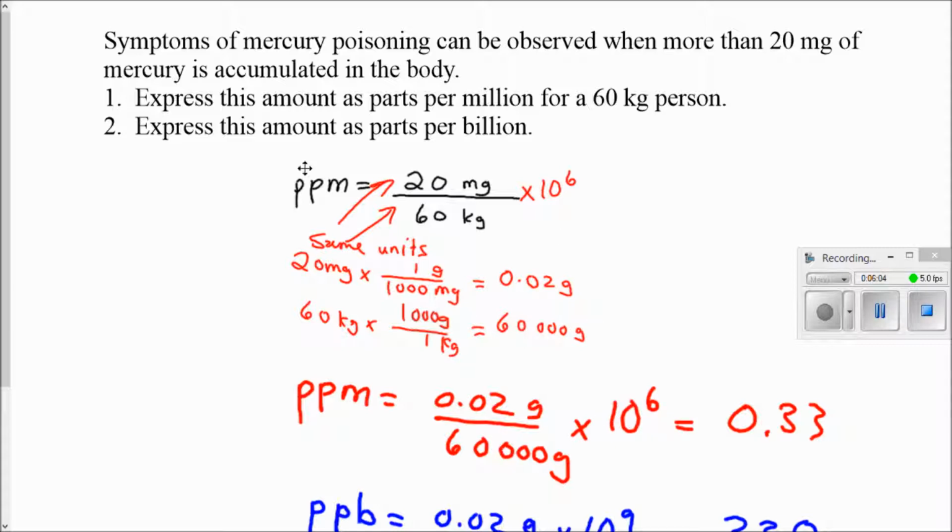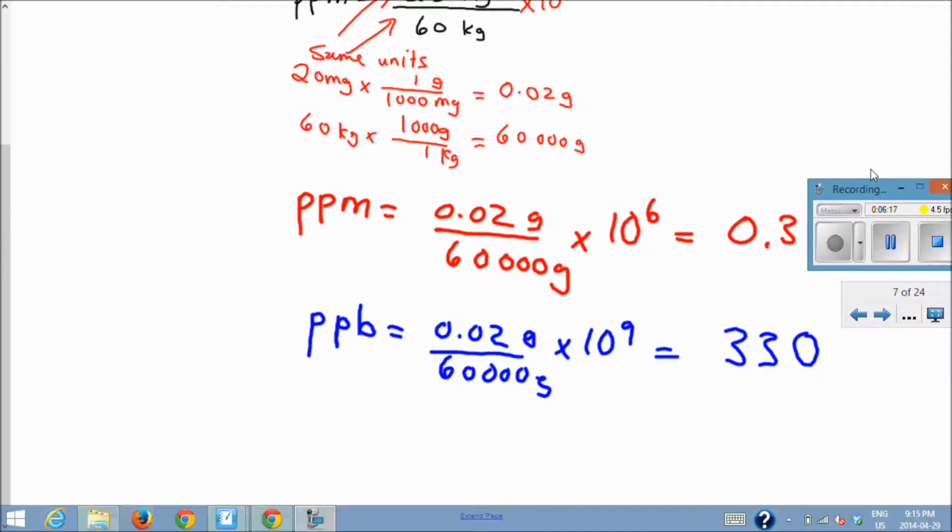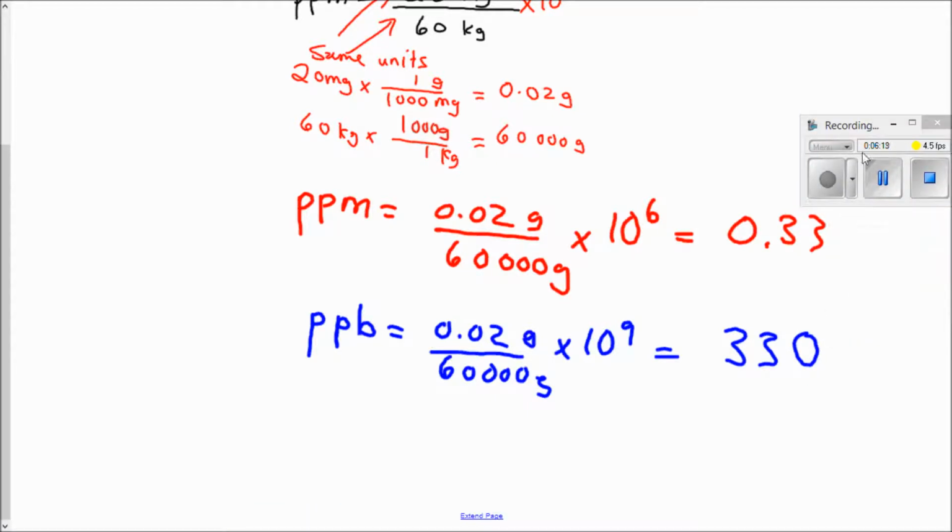We then multiply by 10 to the 6 because this is parts per million, and the answer you get is 0.33. So 0.33 parts per million. The same thing would happen if you did parts per billion. The only difference is that you're going to multiply it by 10 to the 9. And the difference is 1,000-fold. So it's 0.33 parts per million, but it is 330 parts per billion. And this is essentially how you find parts per million and parts per billion.